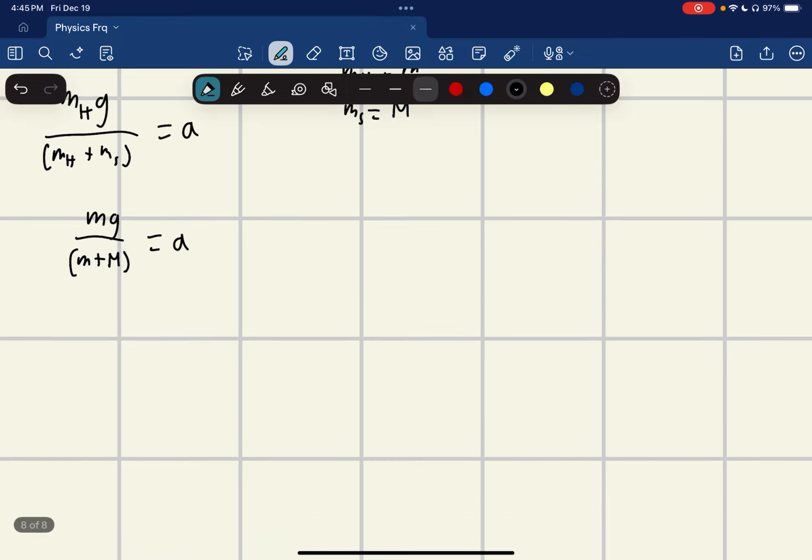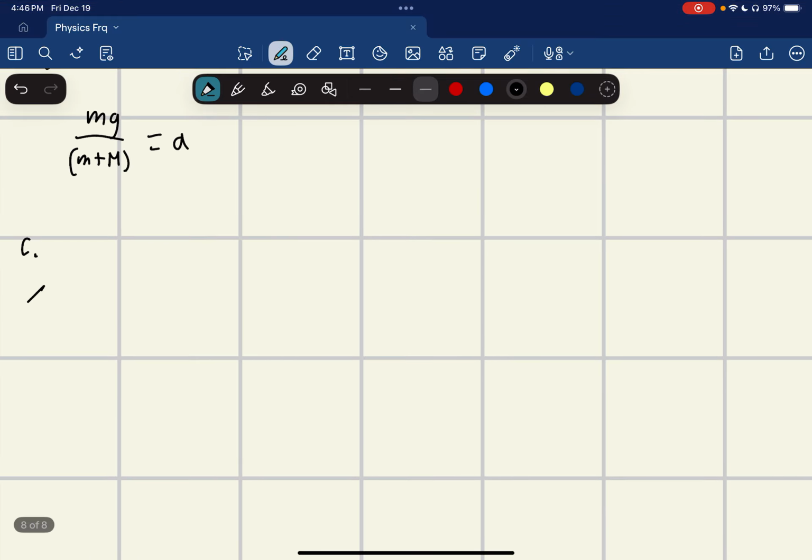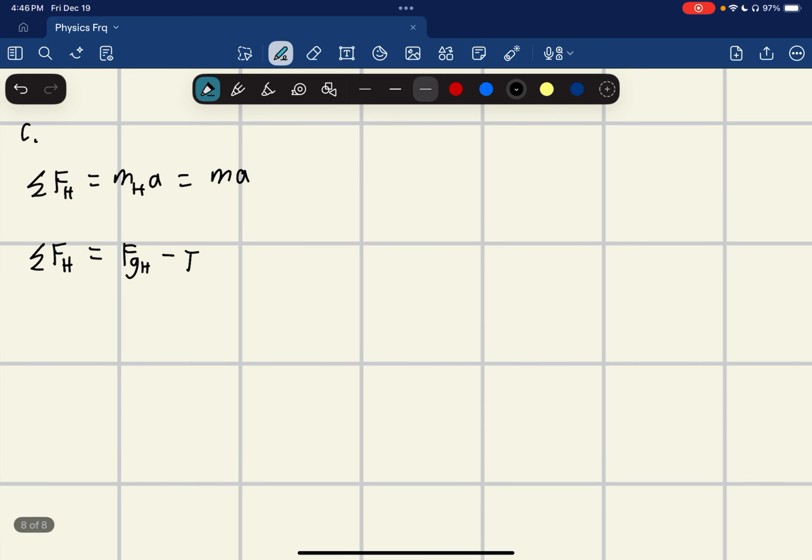Okay, part C asks us to derive an expression for the tension T in the string connecting the blocks in terms of M, G, and A. Okay, so here I will just look at block H. So net force of block H is equal to mH times A, which is also equal to lowercase m A. Net force of each block is also equal to mHg, or I should rather say FgH, minus T, which also equals lowercase m times g minus T.